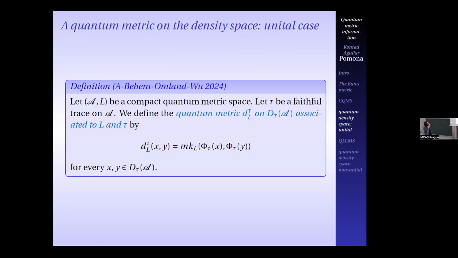Okay, and anytime now, let's say you have a compact quantum metric space, so now you have this Monge-Kantorovich metric. You can just borrow the metric on here, and then now you have a new metric on the density space to play with.